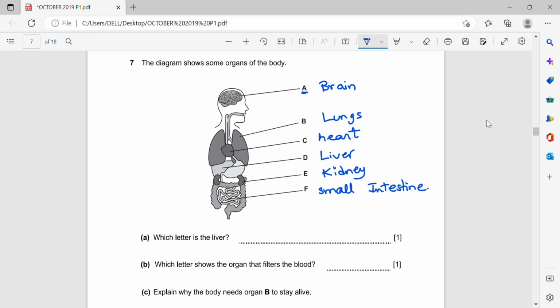طيب. Let's answer the questions. Which letter is the liver? يبقى احنا عارفين which letter is the liver. Letter A. D. This is the liver.